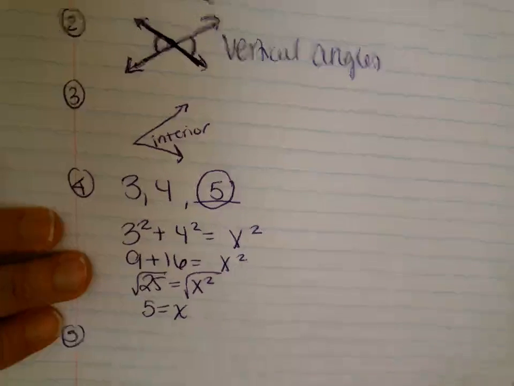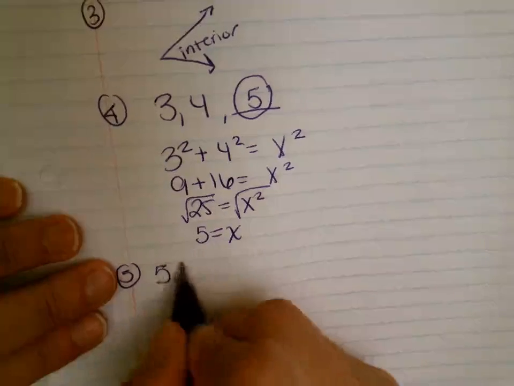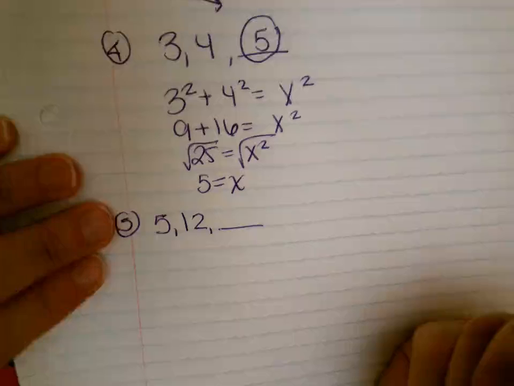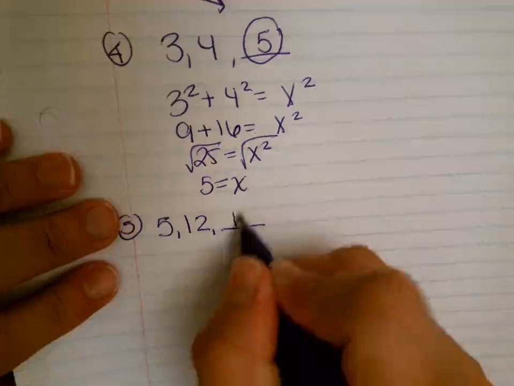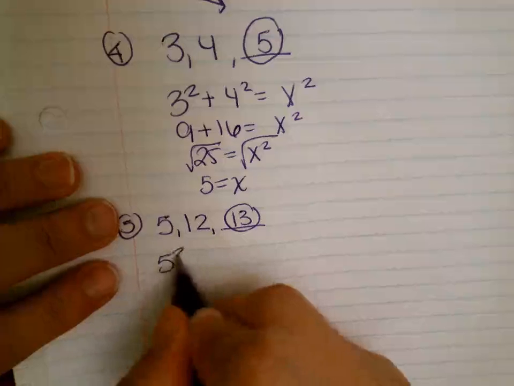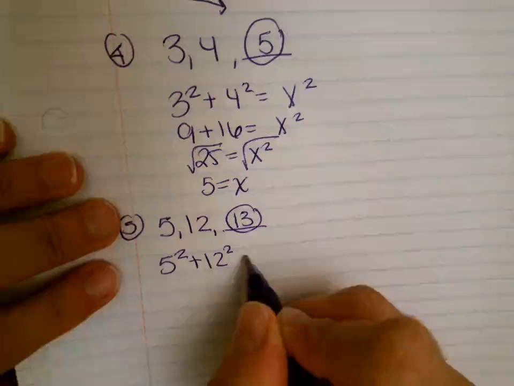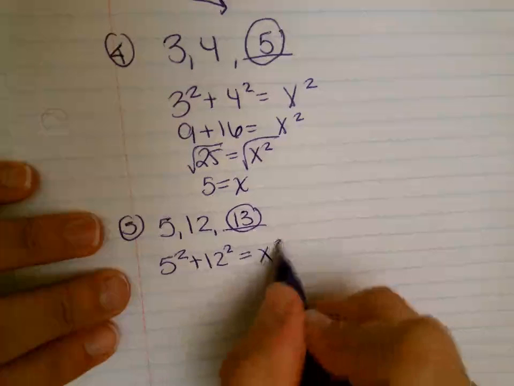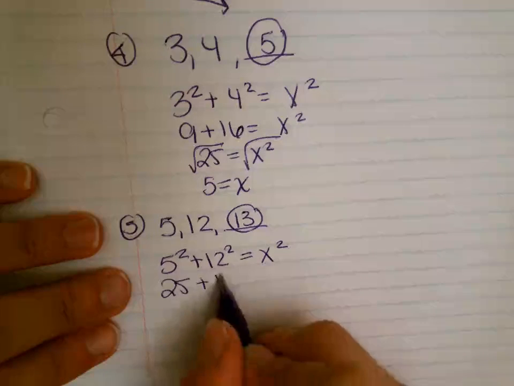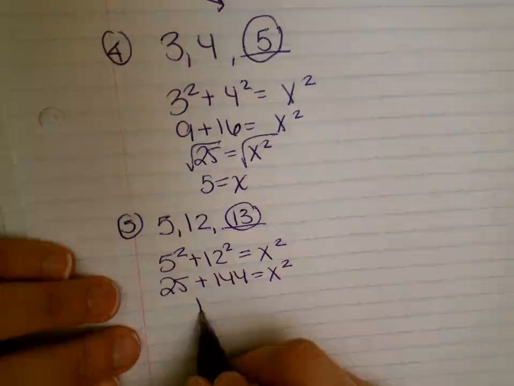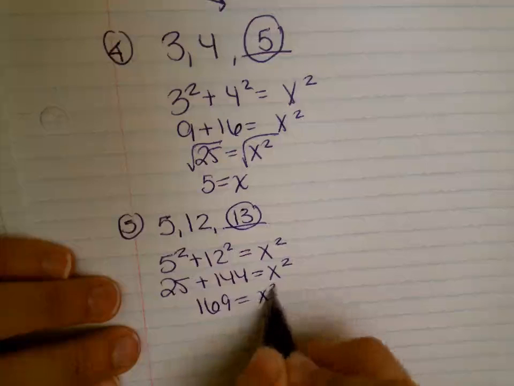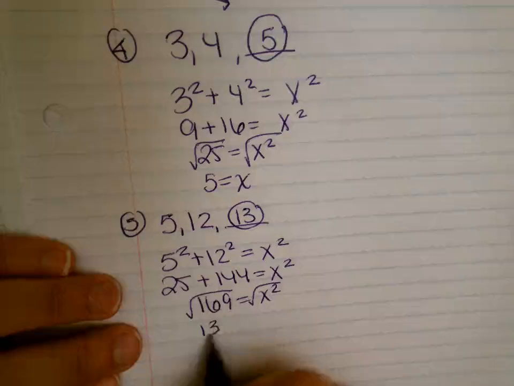Number 5. 5, 12, what? This is also a Pythagorean triple. It's a 5, 12, 13. If we didn't know that it was 13, it's okay. 5 squared plus 12 squared equals what squared? 25 plus 144 equals what squared? 169 equals what squared? Square root. 13 equals x.